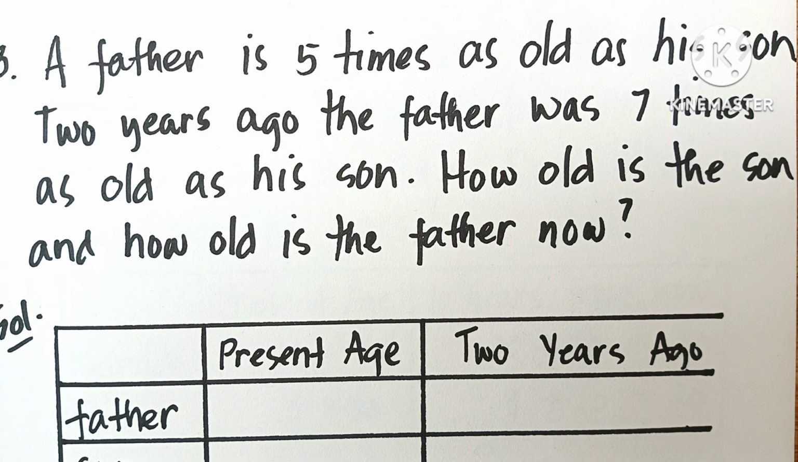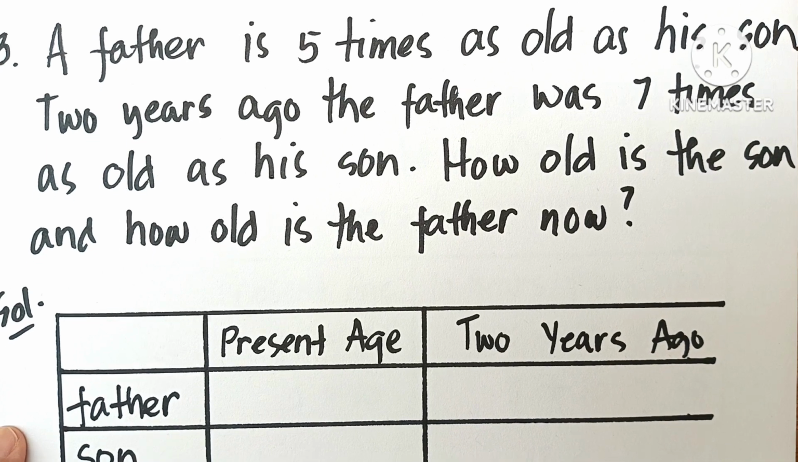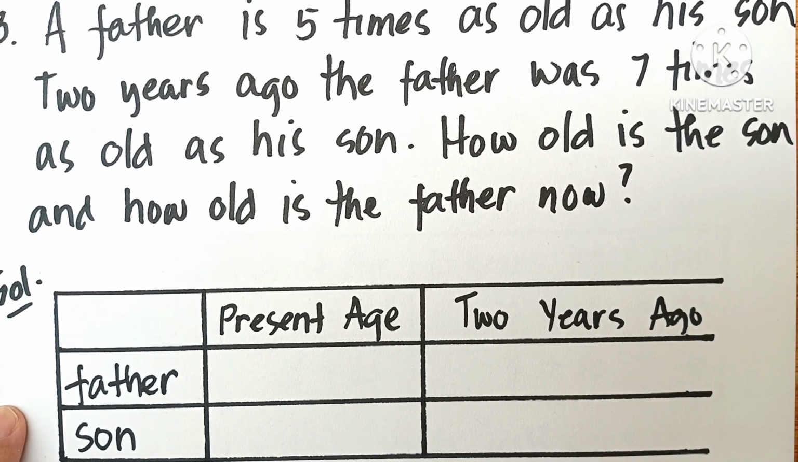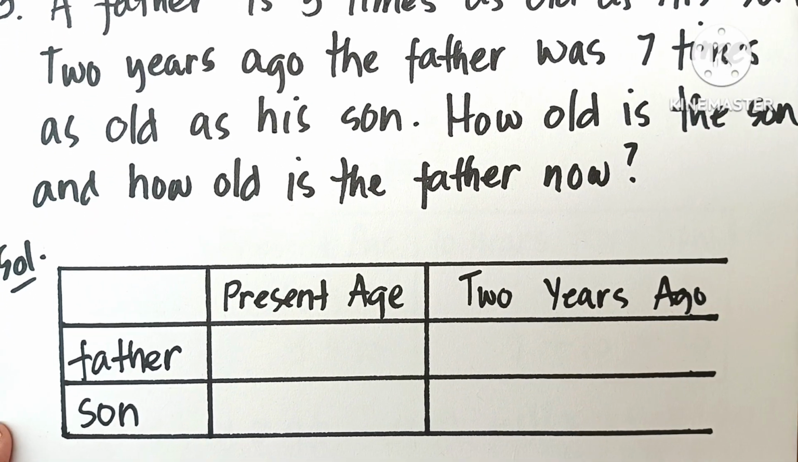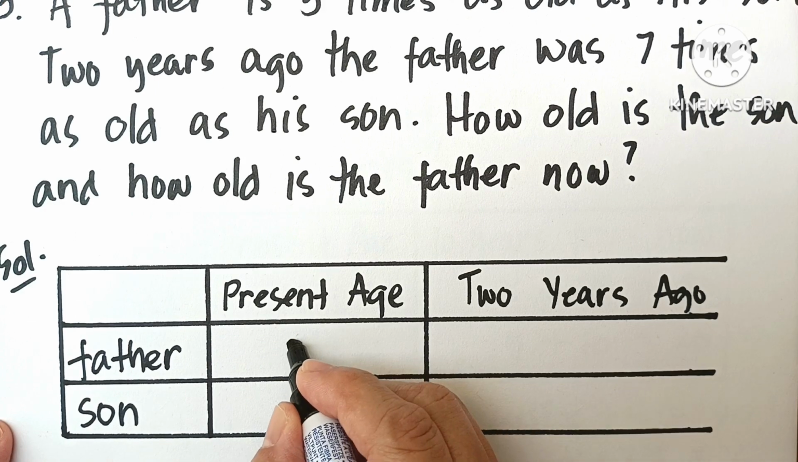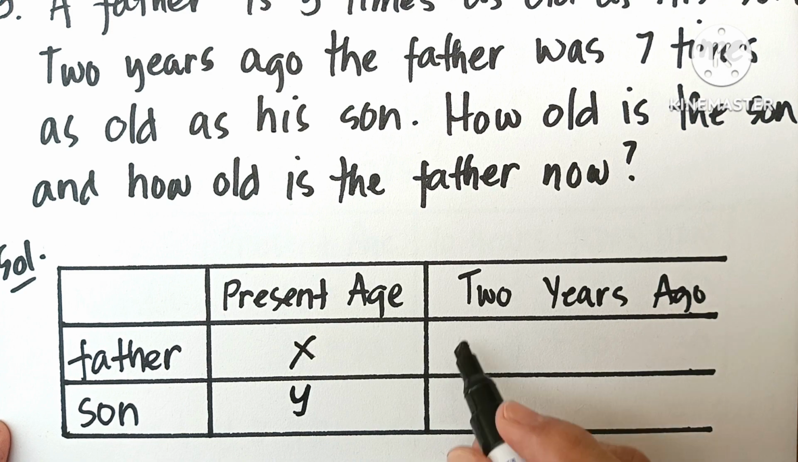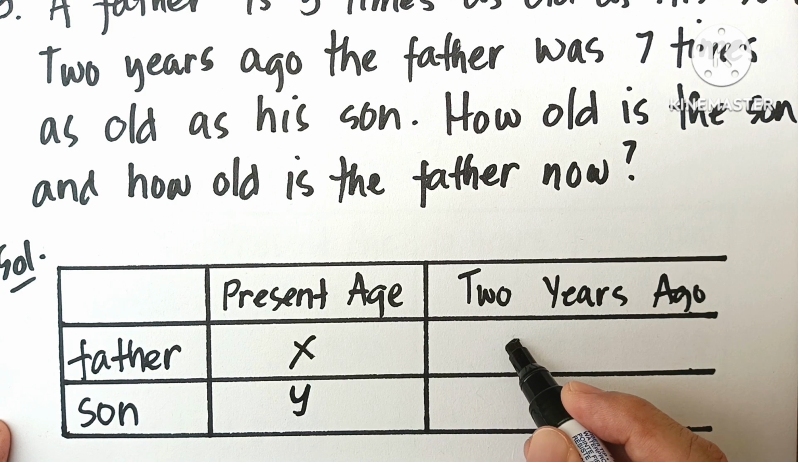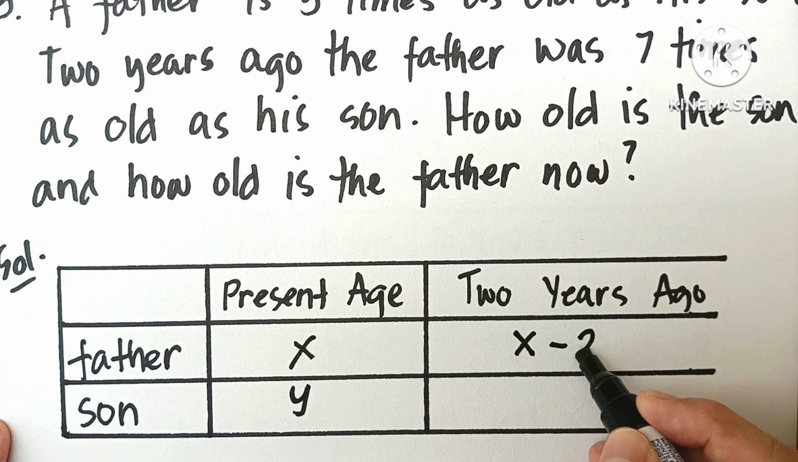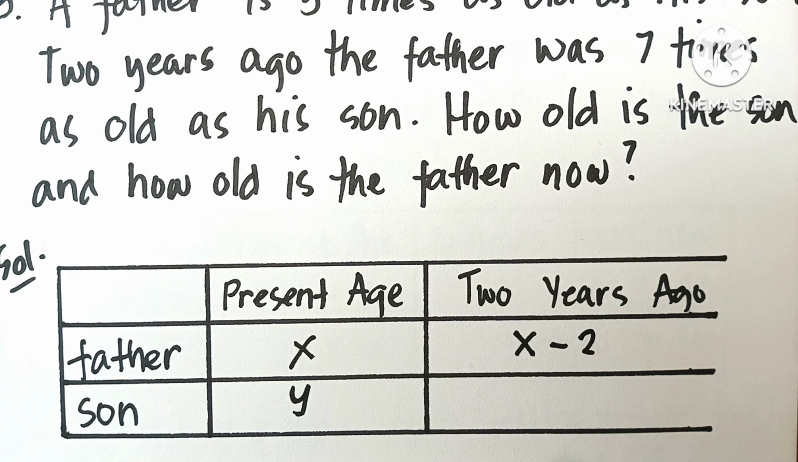Okay, last problem. A father is 5 times as old as his son. 2 years ago, the father was 7 times as old as his son. How old is the son and how old is the father now? Okay, by making a table, let us now represent the father's age by x and the age of the son by y. Now, 2 years ago, the age of the father would have been x minus 2 and the age of the son would have been y minus 2.